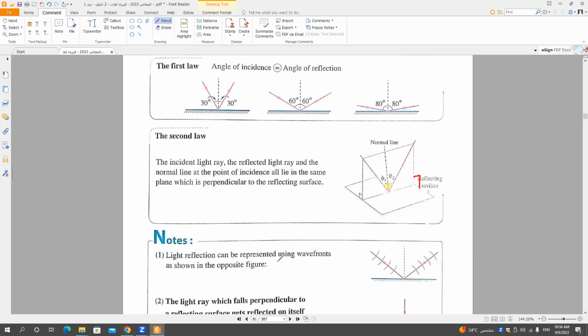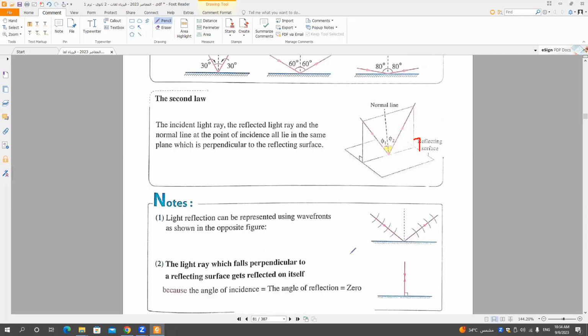Light reflection can be represented by using wavefronts, as shown in the figure, like the cylindrical shape of waves, when it falls and is reflected again. What will happen in the special case when the light ray falls perpendicular to the reflecting surface or the mirror? It will reflect itself because the angle of incidence equals the angle of reflection equals 0.